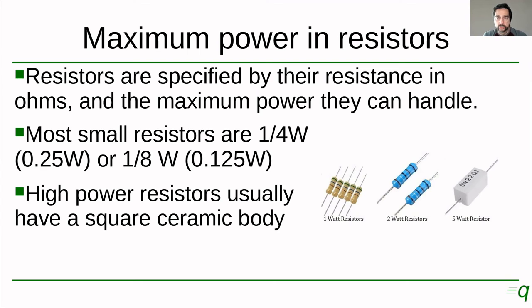So let's go back to a slide that we saw when we studied resistors. Resistors are specified by the resistance in ohms and the maximum power that they can handle. Most small resistors are 1/4 watt or 1/8 of a watt. High power resistors usually have a square body like this one. This is a 5 watt resistor, these are 2 watts, and this is 1 watt. But the smaller ones that are the most common are 1/4 of a watt.